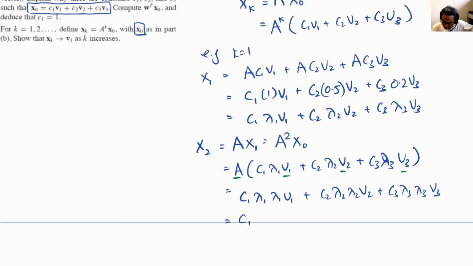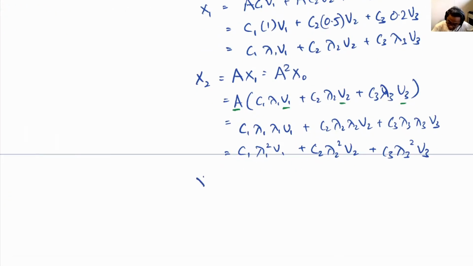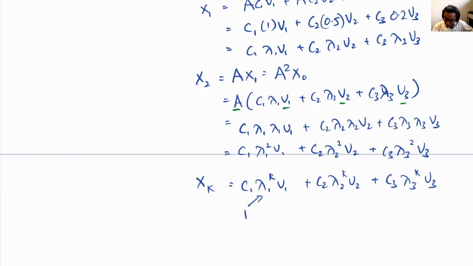Now we see the pattern. x2 equals c1 lambda 1 squared v1 plus c2 lambda 2 squared v2 plus c3 lambda 3 squared v3. In conclusion, xk equals c1 lambda 1^k v1 plus c2 lambda 2^k v2 plus c3 lambda 3^k v3. Let us remember that lambda 1 is 1, lambda 2 is 0.5, lambda 3 is 0.2.